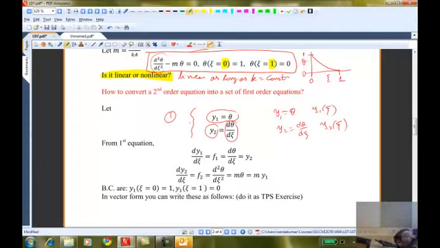Then I need to write this as a system of first order equations. That means I need to write dy1 d psi equals some function f1, and dy2 d psi equals some function f2.